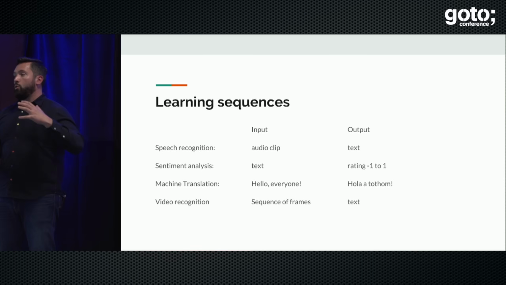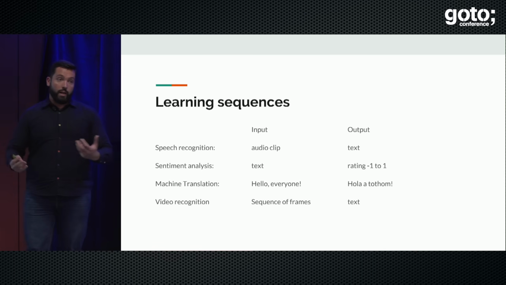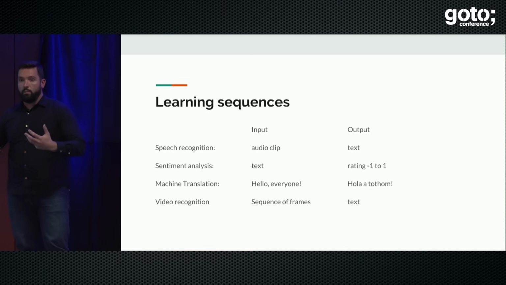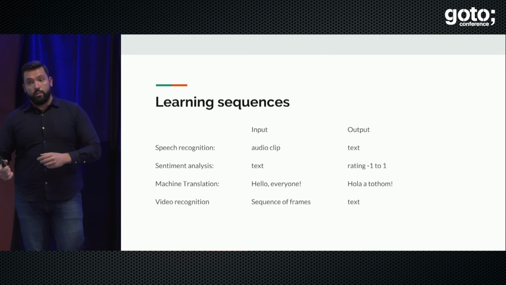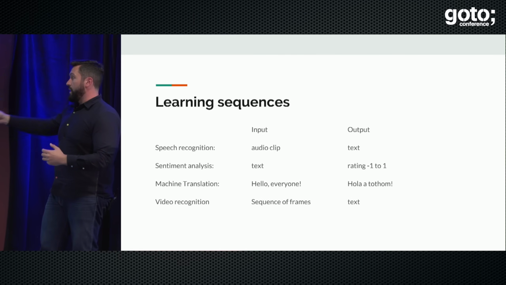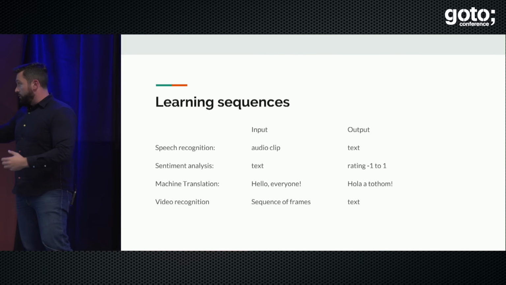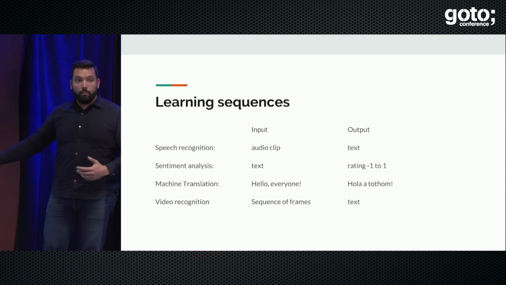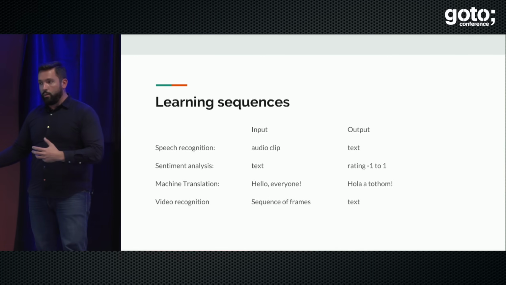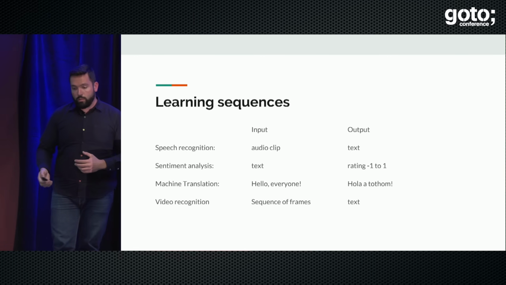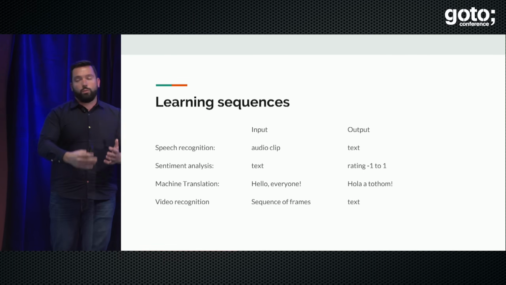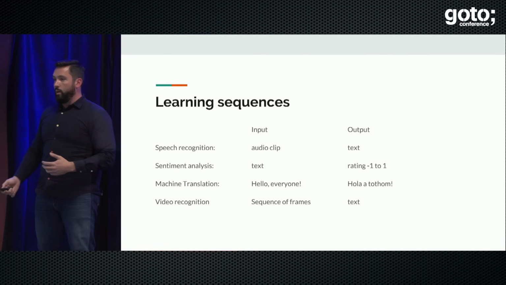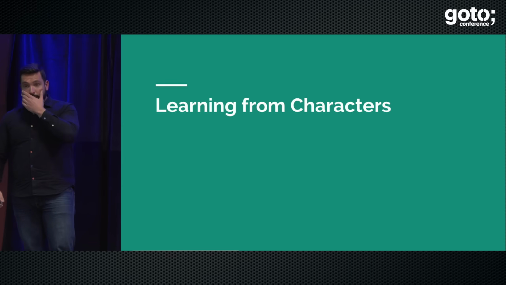Sentiment analysis transforms a sequence of words or characters into positive or negative. Machine translation, for instance, will transform a sequence, hello everyone in English, to Catalan, which I'm from Barcelona, hola tothom, this is exactly the same thing, different language, that's also sequences. And finally, video recognition, which is more complicated, still a sequence of frames to a sequence of words describing what happened in the video.